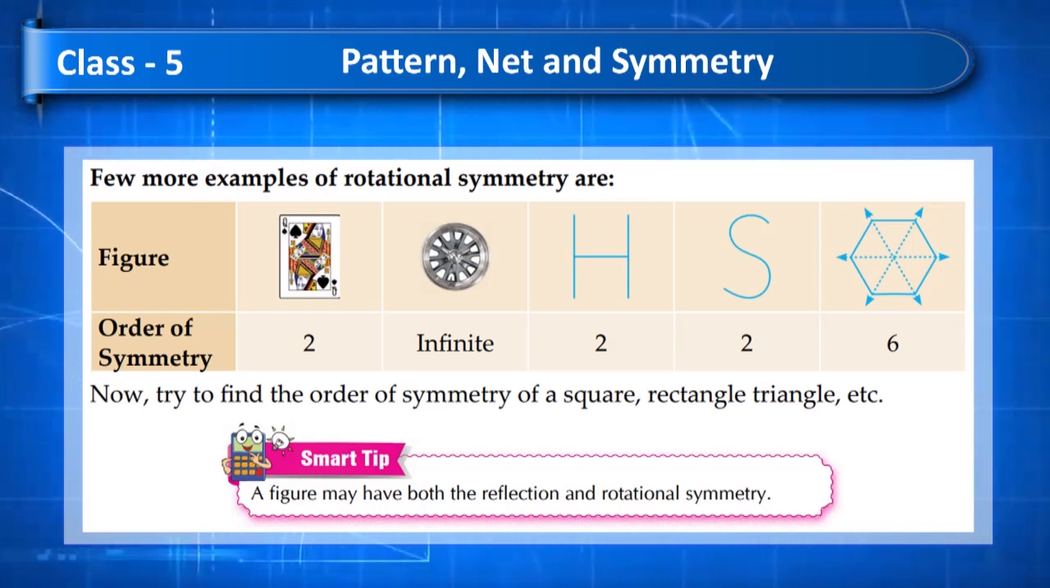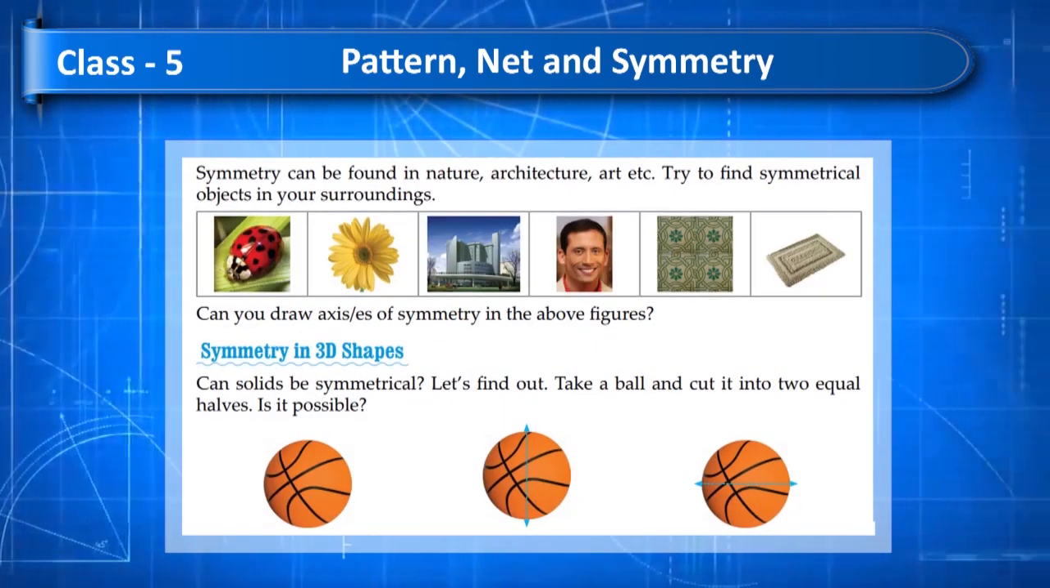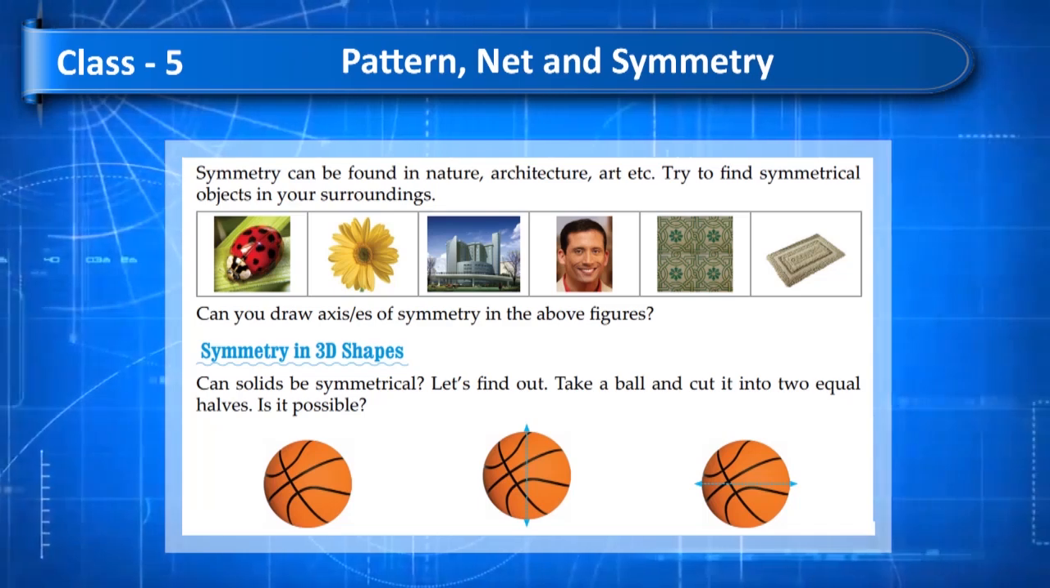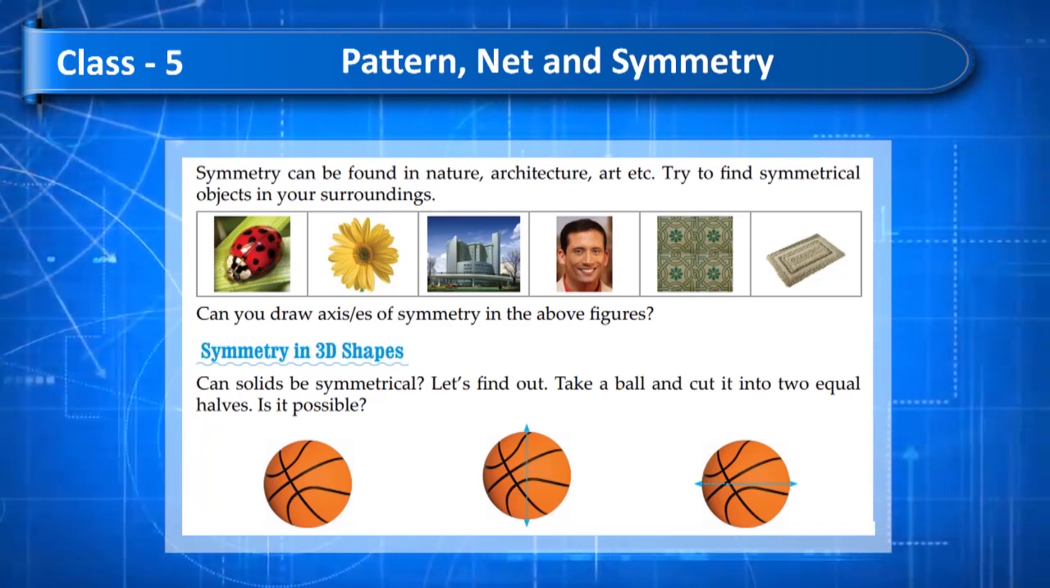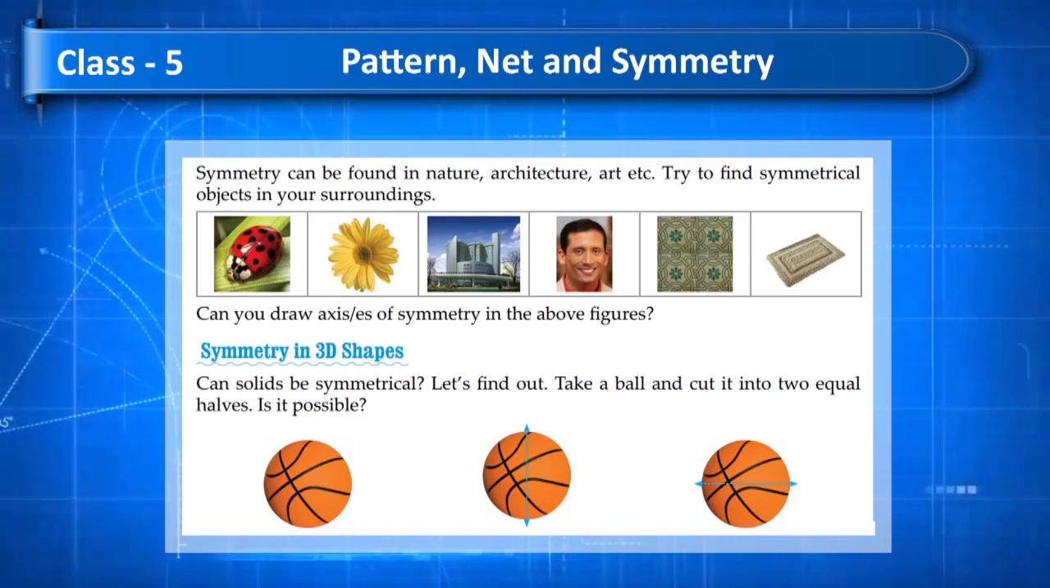Smart tip. A figure may have both reflection and rotational symmetry. Symmetry can be found in nature, architecture, art, etc. Try to find symmetrical objects in your surroundings. Can you draw the axes of symmetry in the above figures?